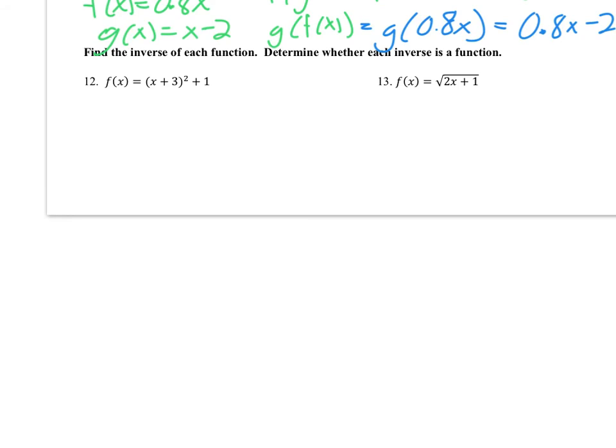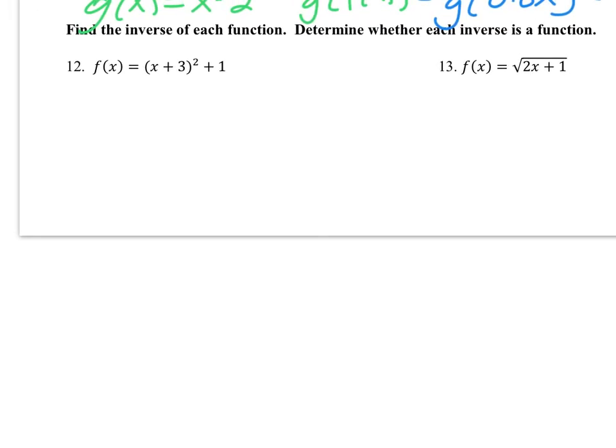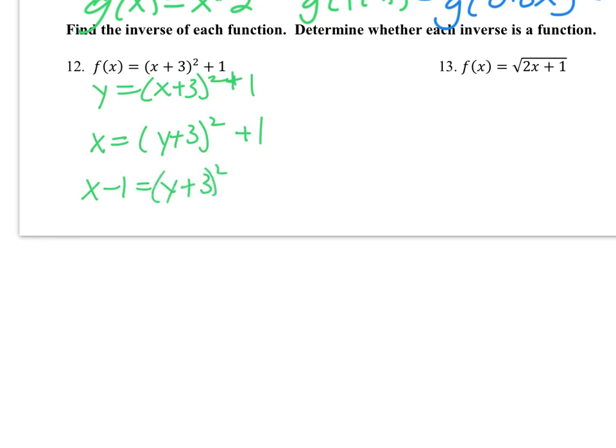Let me finish these two, and I think that'll be the end for this video. So find the inverse of the function and determine whether the inverse is a function. So again, we switch the f of x to a y, and if you want to just do that mentally, that's fine. But then we switch the x and the y, and then we solve for y. So we would subtract the 1 from both sides, square root both sides, which will give us plus or minus, which is why the inverse is not a function here. And then we would subtract the 3, and I'm going to go ahead and flip it around.